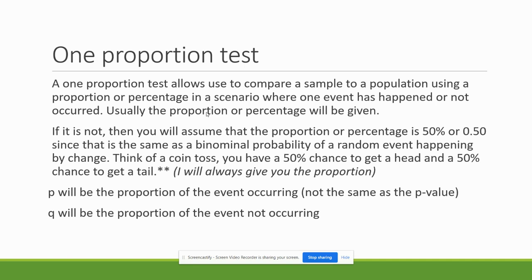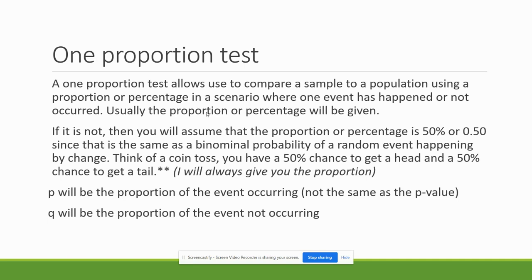Again, we've done this before with a mean test, but we're going to use a proportion or a percentage in a scenario where one event has happened or not happened. So usually the proportion or percentage is given to us. You also can have the data, and I'll show you how to work with that. If you're not given the proportion or the percentage, you're going to assume it's 50%.